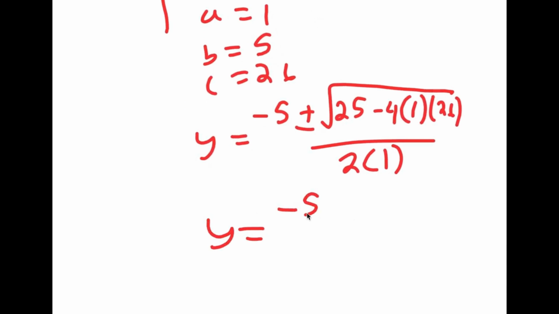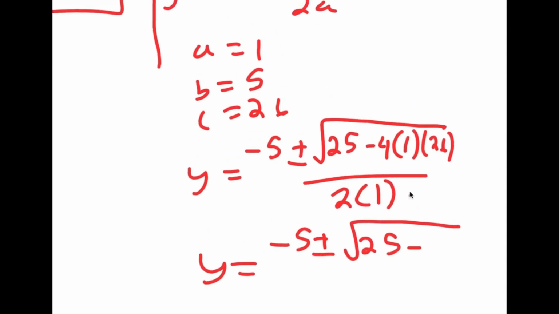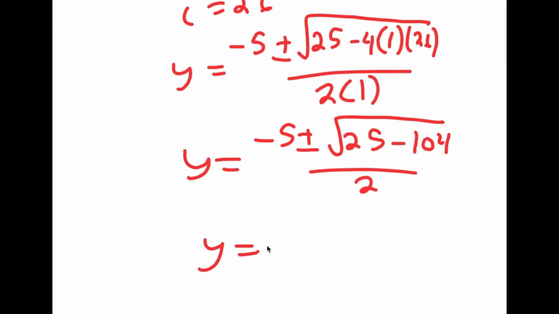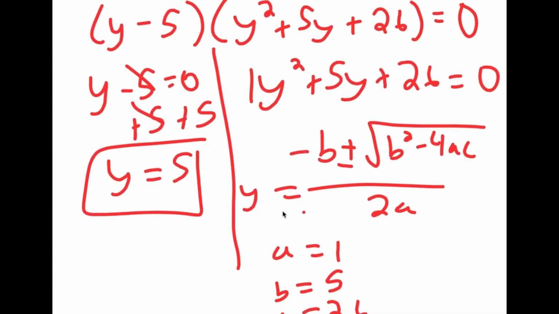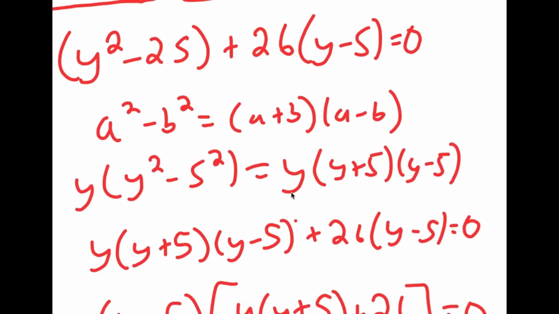And now this is equal to negative 5 plus or minus the square root of 25 minus 26 times 4, which is 104, all over 2 times 1, which is 2. And now this is equal to negative 5 plus or minus the square root of negative 79 over 2. Now, you can't take the square root of a negative number, so this is no solution. So I'm simply left with y equals 5.